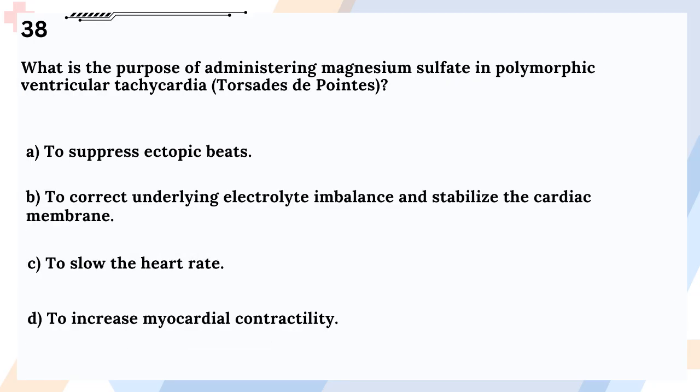Question 38. What is the purpose of administering magnesium sulfate in polymorphic ventricular tachycardia, torsades de pointes? A. To suppress ectopic beats. B. To correct underlying electrolyte imbalance and stabilize the cardiac membrane. C. To slow the heart rate. D. To increase myocardial contractility.